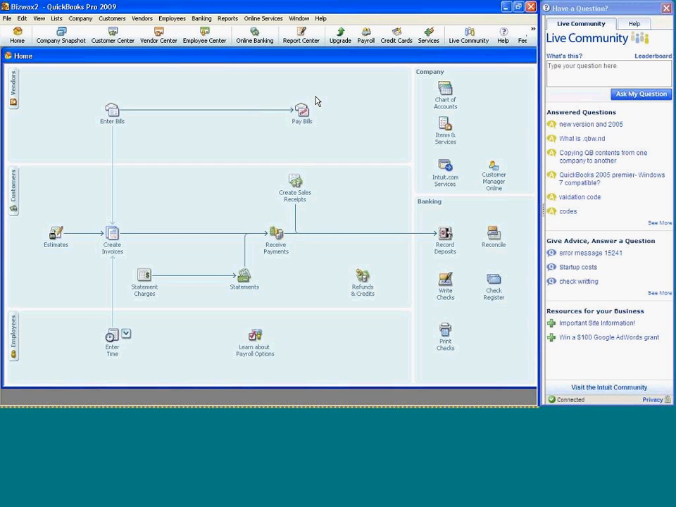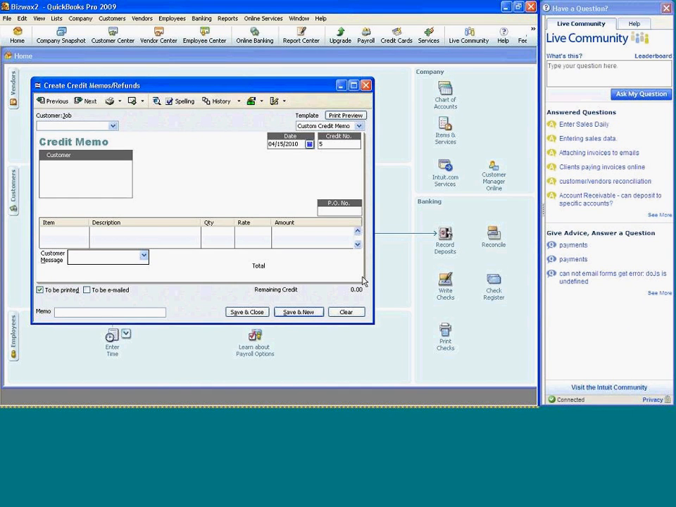Okay, so what we've done over here so far is we've shown the idea of vendors with entering bills, paying bills, estimates, creating invoices, receive payments, statement charges. Okay, now, one other thing on this line before we go to the next line. What happens if you have invoices and somebody says, you know what, you paid too much, or you got a credit because something happened over here. So over here we have a miscellaneous for refunds and credits. So for our customer, we have a credit memo.